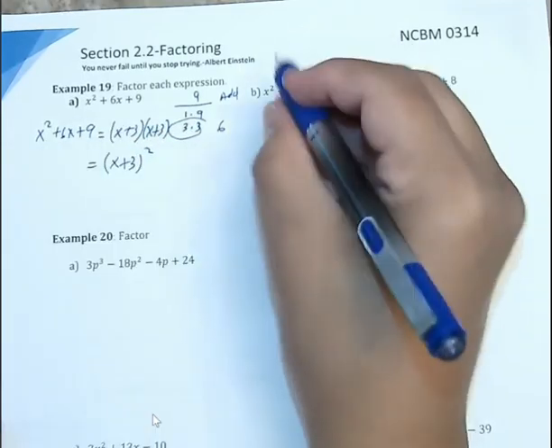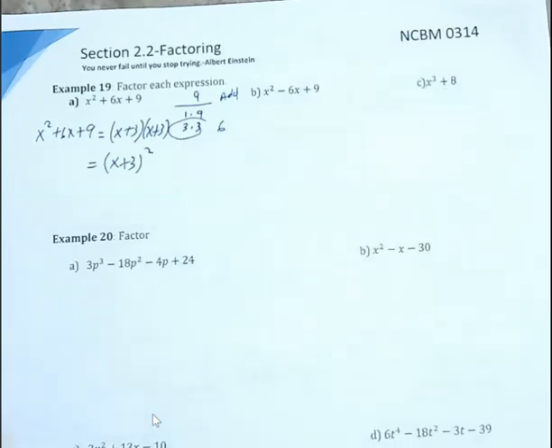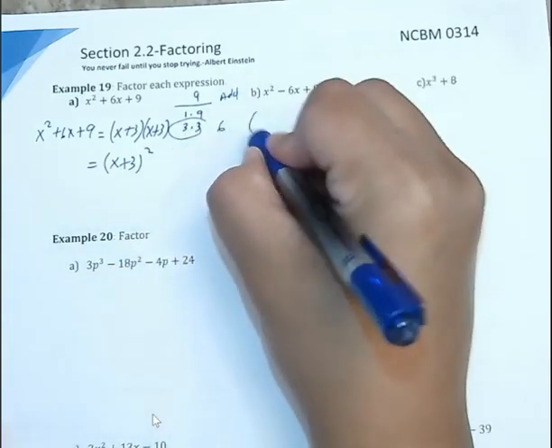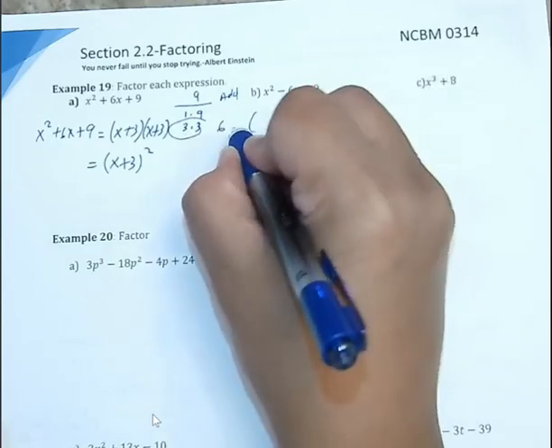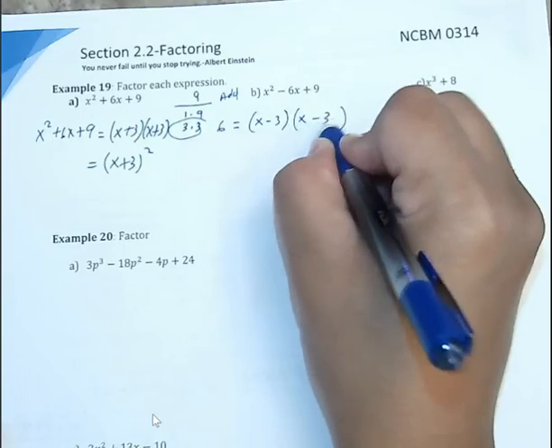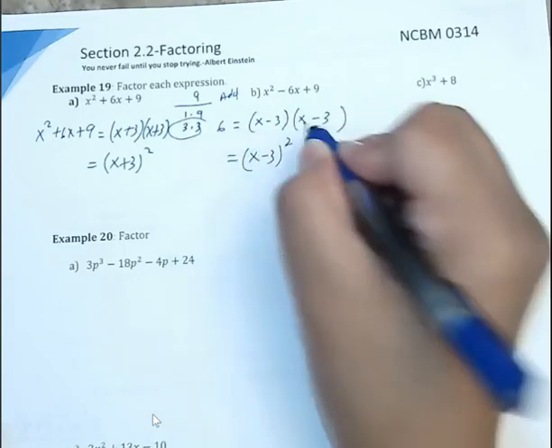Let's look at the next one here. So same idea, we have 9. Instead of 3 plus 3, we can use a negative 3 and a negative 3. So I'm going to have x times x minus 3 and minus 3. So we get x minus 3 squared since we have 2.